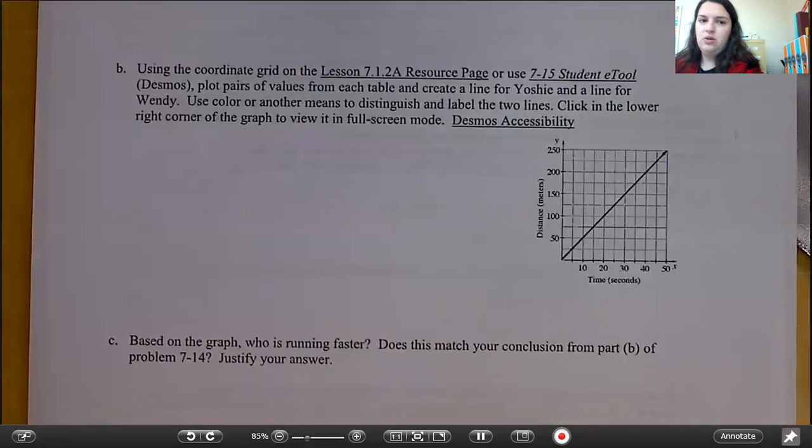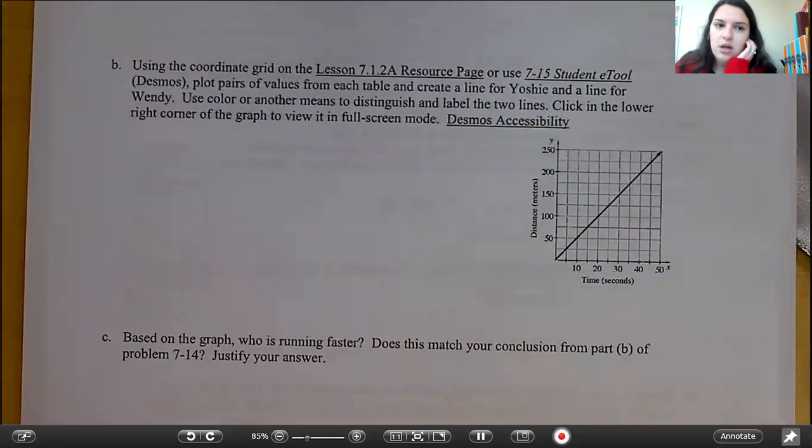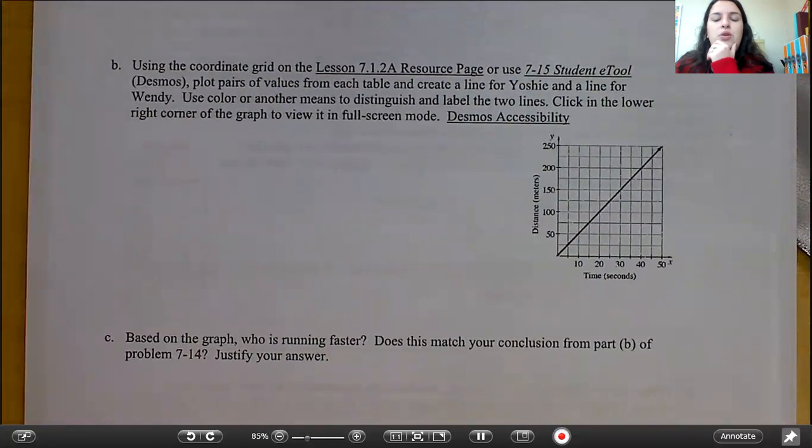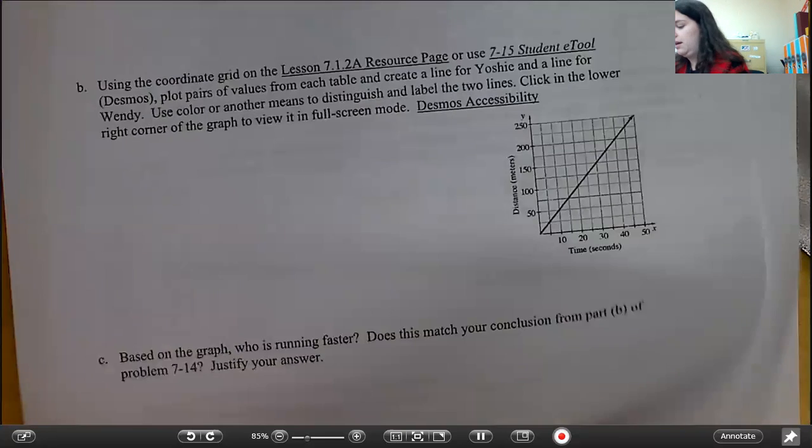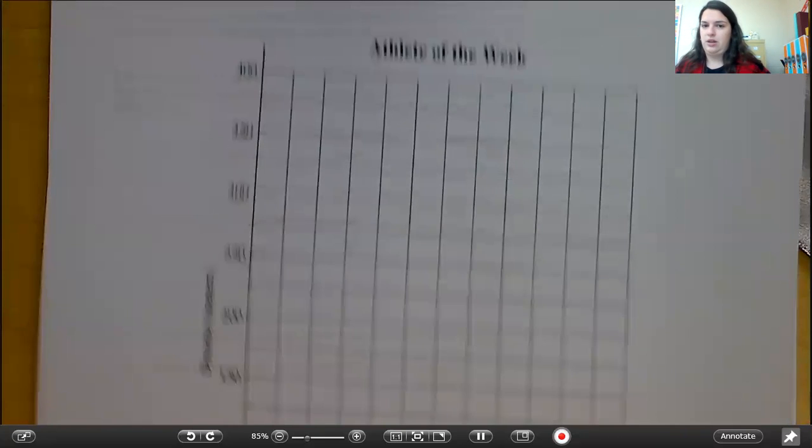Part B says, using the coordinate grid on the resource page, plot pairs of values from each table and create a line for Yoshi and a line for Wendy. Use color or another means to distinguish and label the two lines. Click in the lower right corner of the graph to view it in full screen, but we're not going to do that. So you have a resource page right here titled Athlete of the Week.